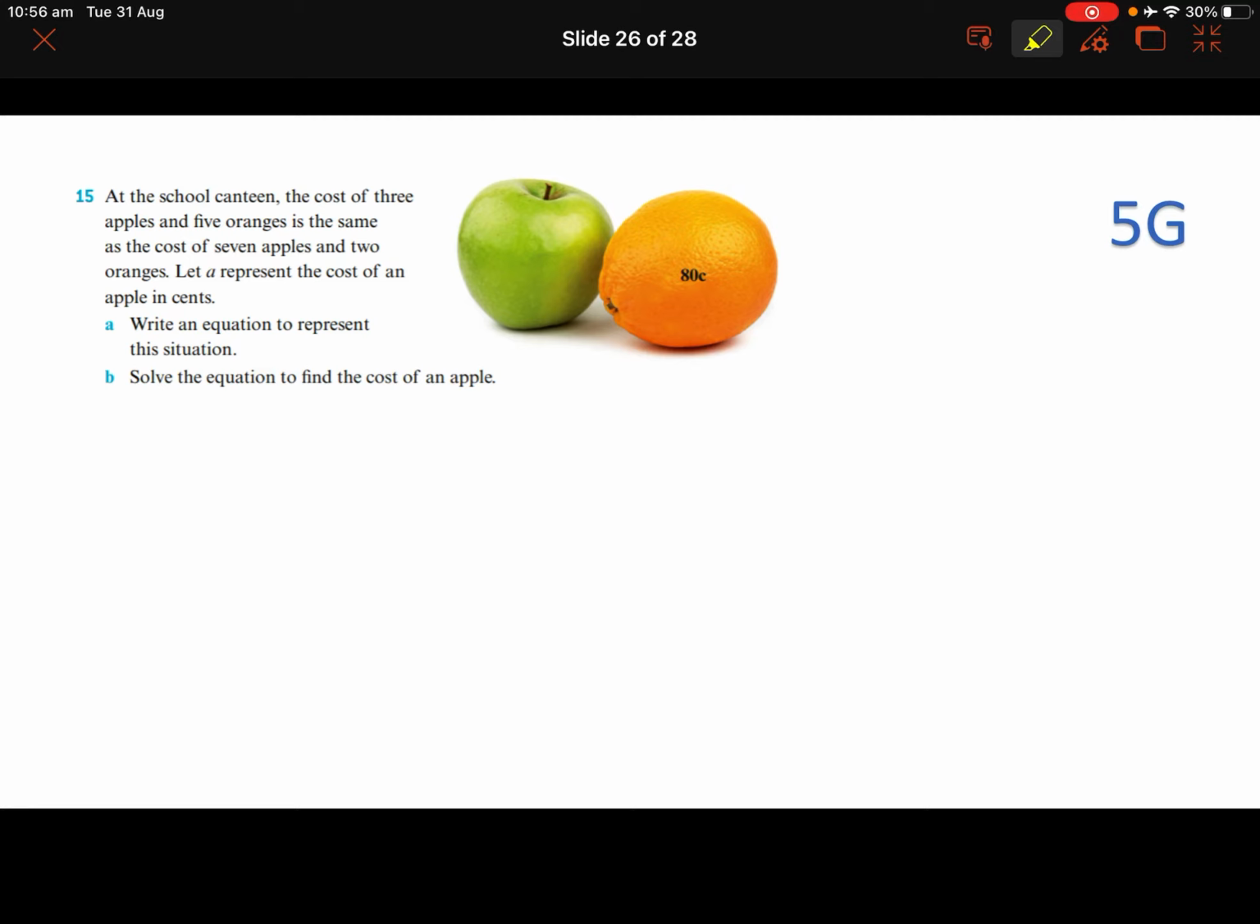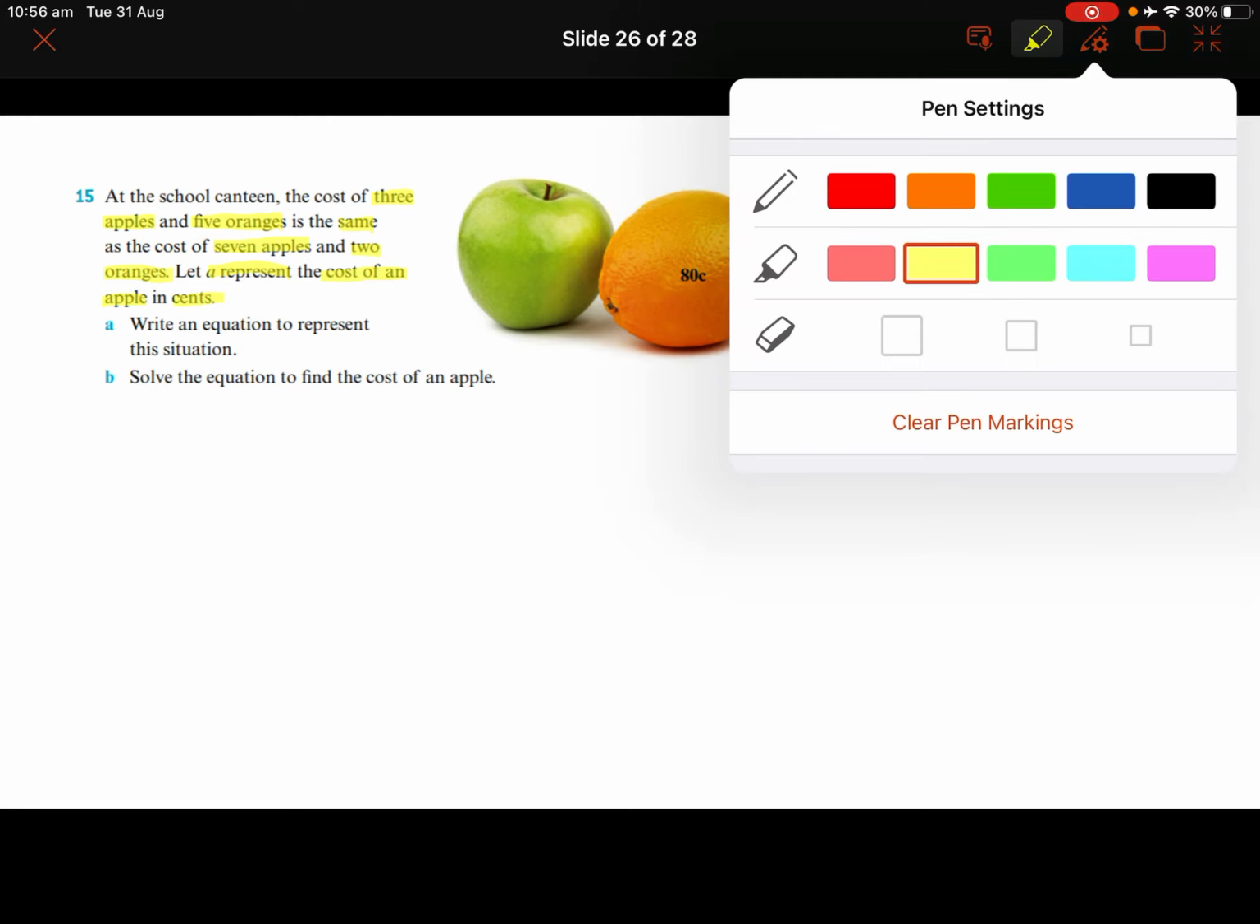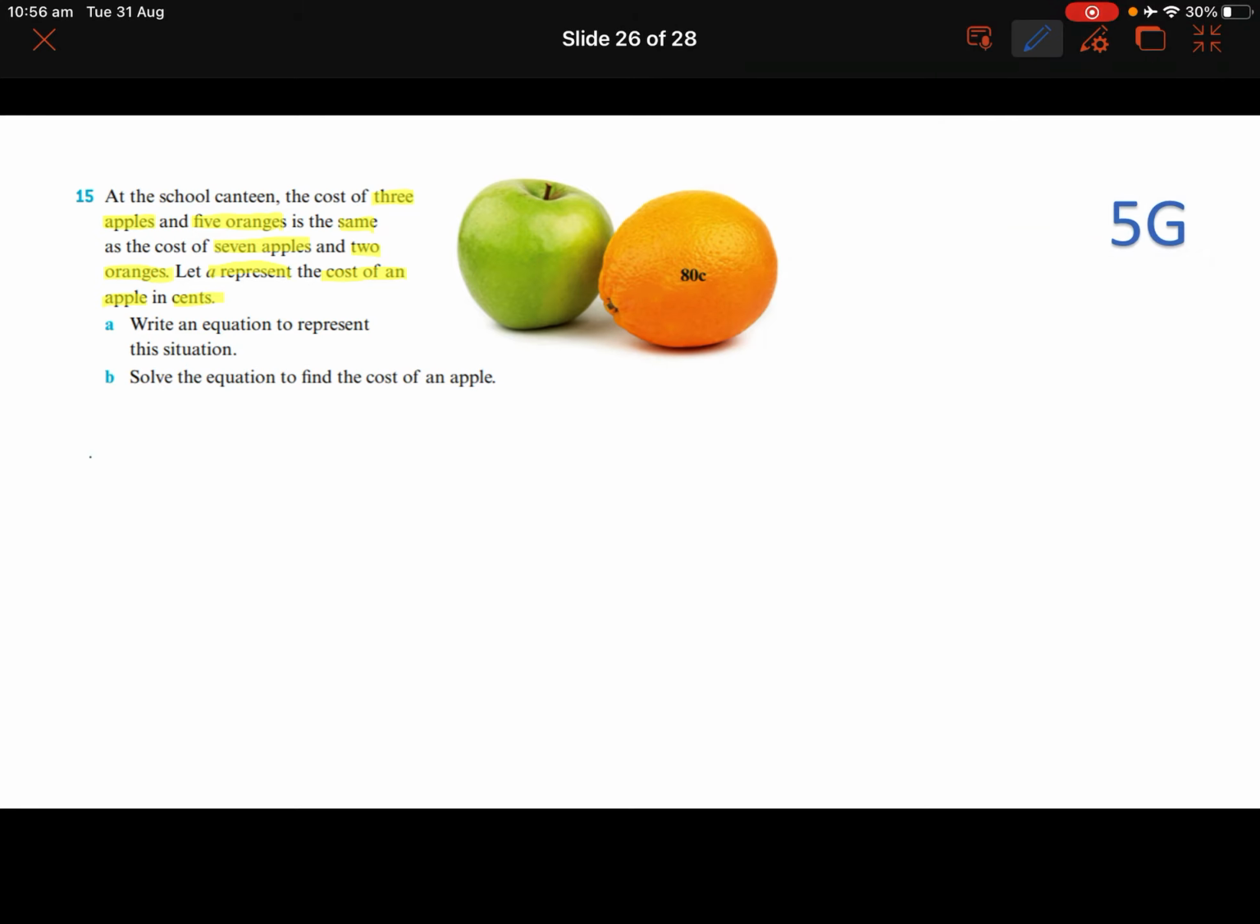So we've got at the school canteen, the cost of 3 apples and 5 oranges is the same as the cost of 7 apples and 2 oranges, okay? Let A represent the cost of an apple in cents. They're probably the keywords for me. So pulling that out, A says I need to write an equation to represent the situation.